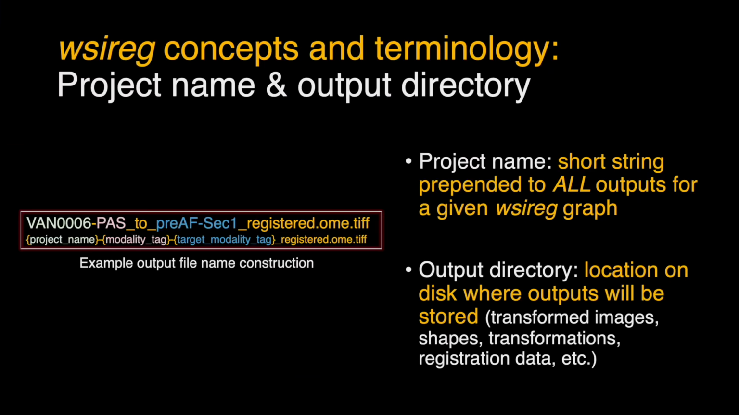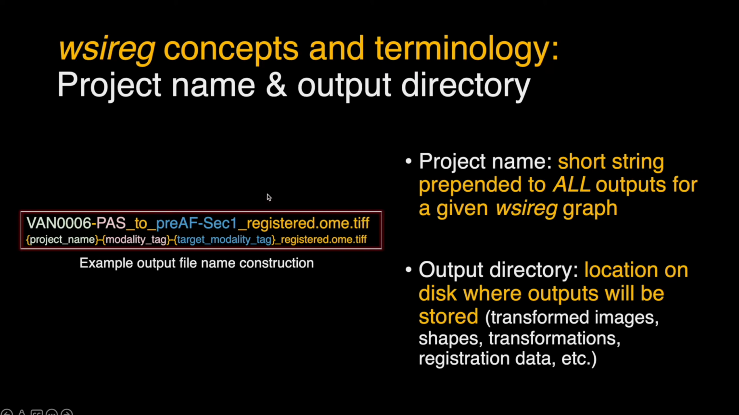For wsireg and doing a registration, there is the project name and output directory. The project name is basically a short string that's prepended to all outputs of a given wsireg graph. So in this case, you have the project name, the modality tag, and the target modality tag in this sort of format. If we were to have a project name as van006, and we wanted to get the PAS image that's been registered in this project, we'd have an image file path like this: van006 dash PAS underscore 2 underscore pre-AF, which is the target modality tag, and then underscore registered.ome.tiff.